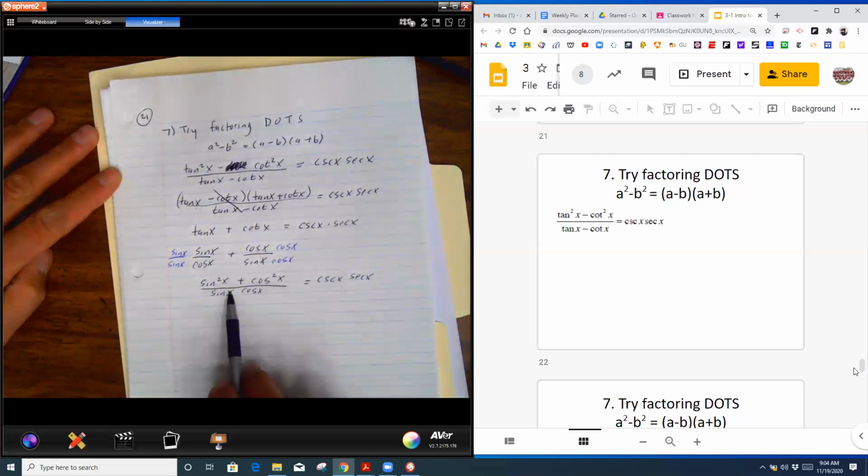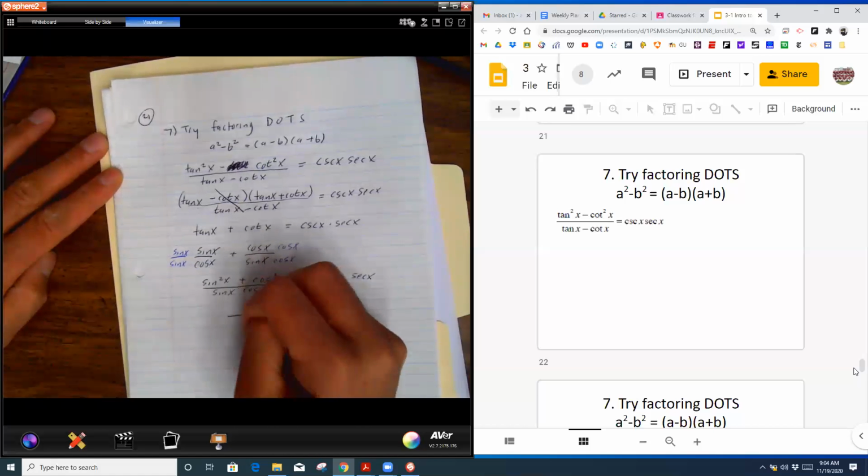And that's like the most common Pythagorean identity, sine squared plus cosine squared. And we know that equals 1. So we could substitute that in.